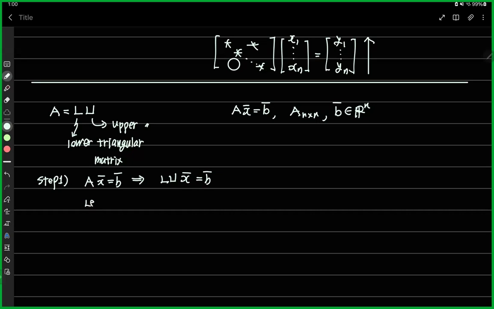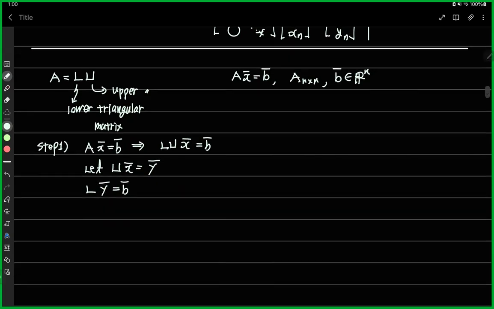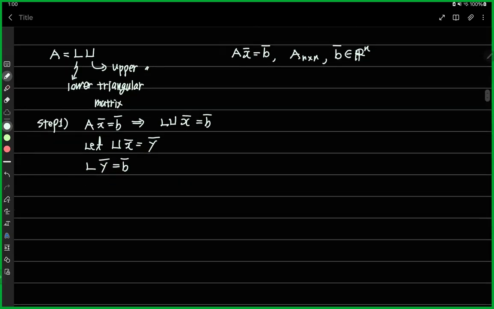And then let's say U times X bar is equal to Y bar. Which means that LU times X bar equals B bar turns out to be L times Y bar is equal to B bar. So we solve L Y bar is equal to B bar by forward substitution.